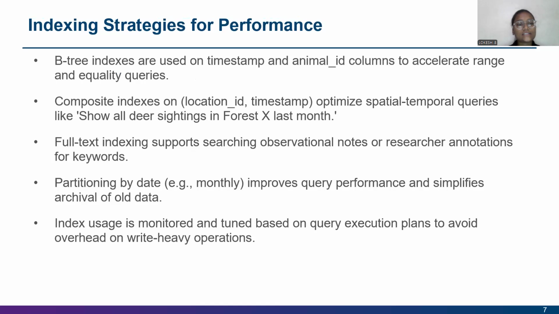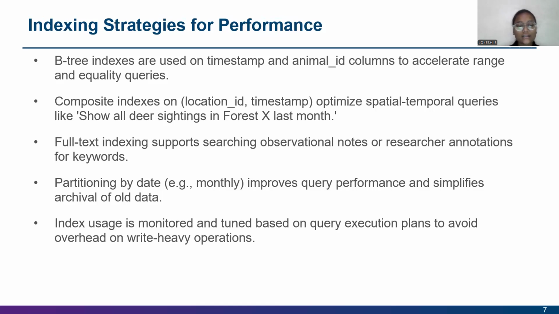And next, indexing strategies for performance. B-tree indexes are used on timestamp and animal ID columns to accelerate range and equality queries. Composite indexes, like location ID and timestamp, optimize spatial temporal queries like show all deer sightings in the forest last month.